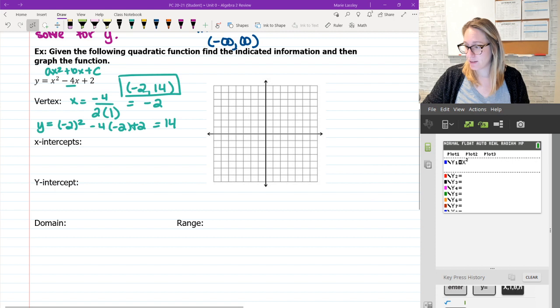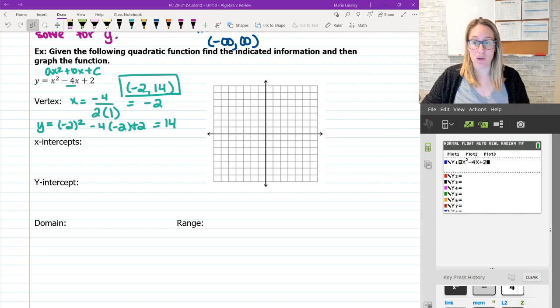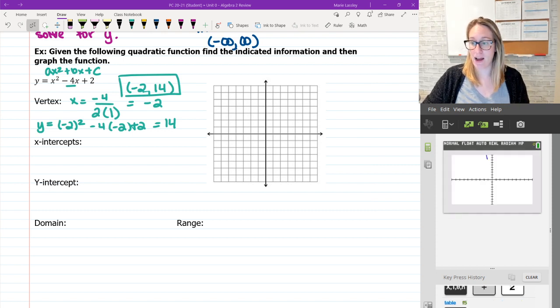minus 4x plus 2. All right, and then we're going to graph this. We push our graph feature, and we're looking for where it's crossing the x-axis. Now if it was crossing at one of the dashes, that would be really nice because then it would just be a nice whole number, but it's not. It's kind of going off to the side.